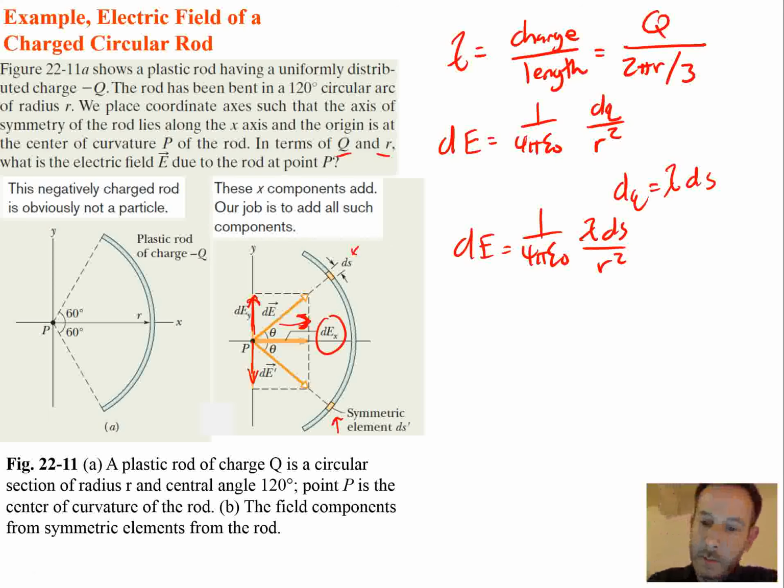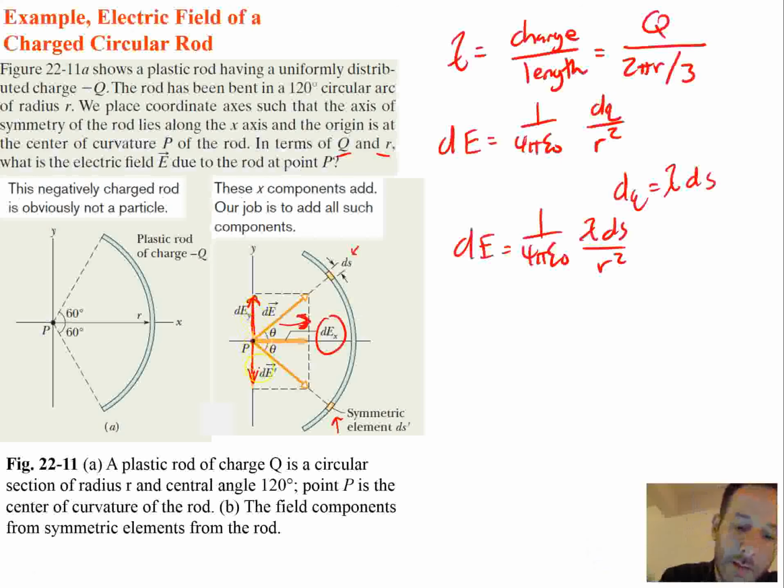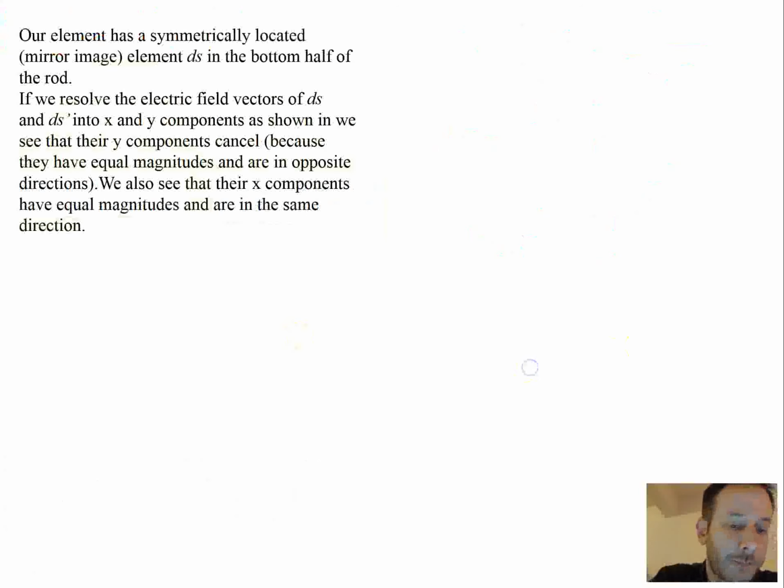Let's go on. Just like in the other example, our element has a symmetrically located mirror image element, ds prime, in the bottom half. If we resolve the electric field vectors dE and dE prime into x and y components as shown, we see that their y components cancel because they have equal magnitudes and are in the opposite direction. So again, what we showed here, the y's are going to cancel and the x's are going to add together. We also see that x components have equal magnitudes and are in the same direction. So again, we just need to figure out the x component.